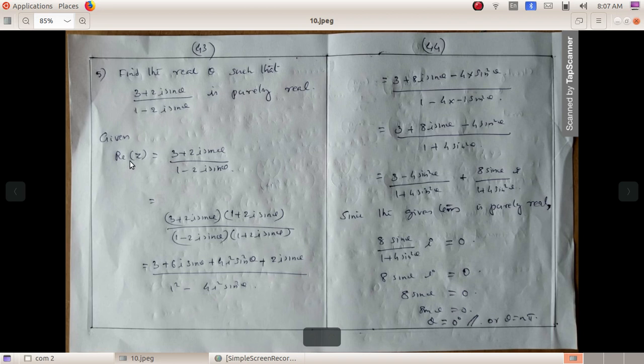Okay, so let us check this term as real. This real part of the complex number is equal to what? This is by the question. This is real, the question says so.